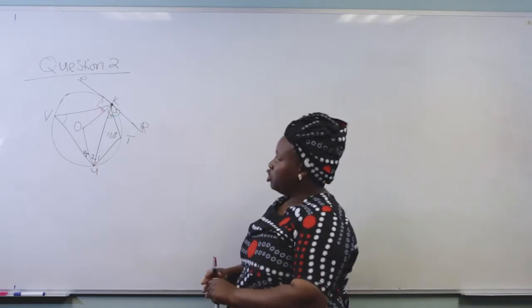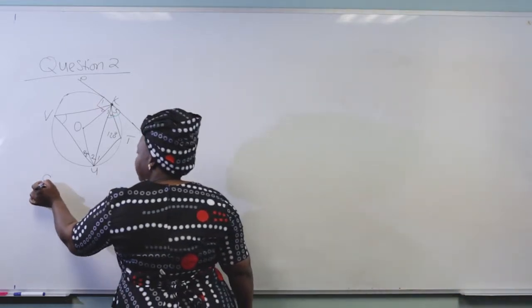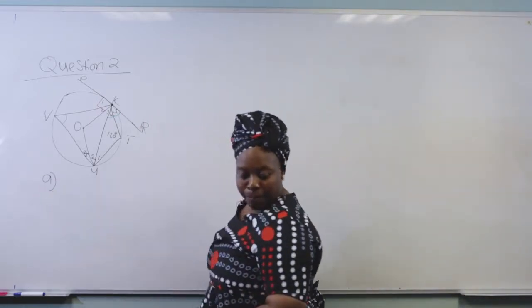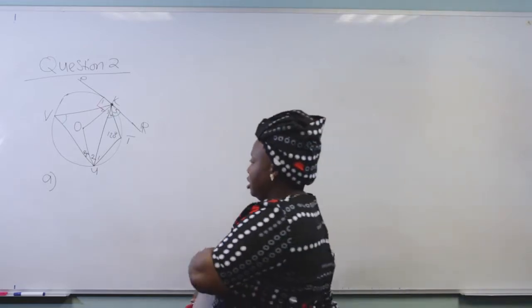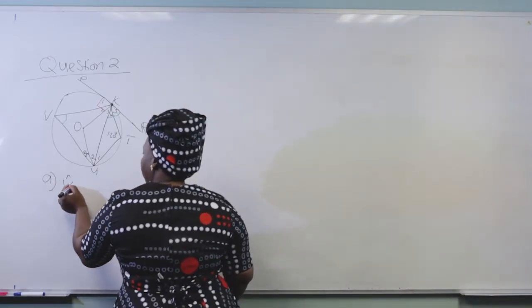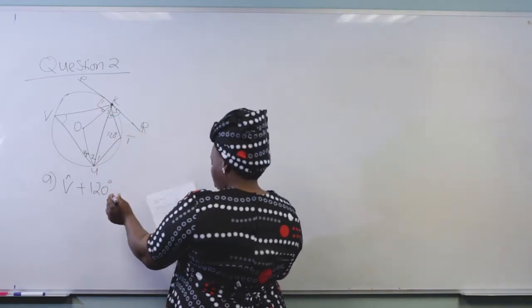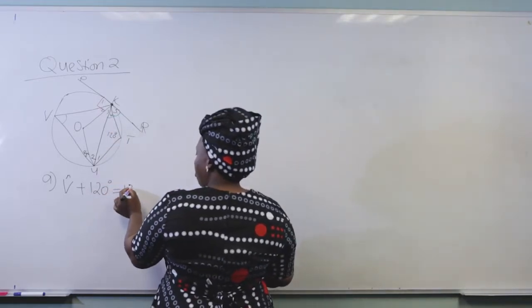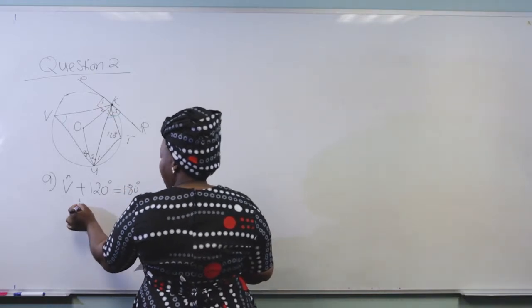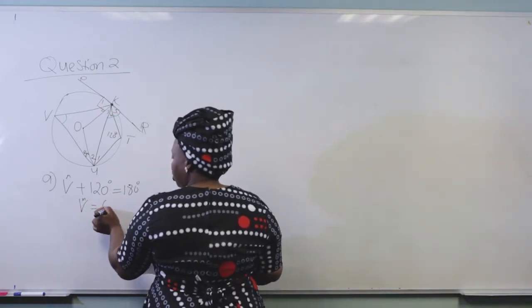So the first question, which is number A, they ask what makes angle V plus angle 120, which is this one, equal to 180 degrees, and also that is making V to be 60 degrees.